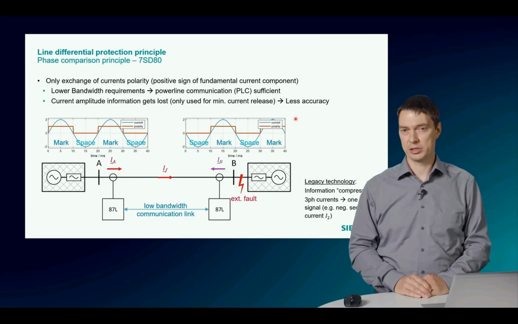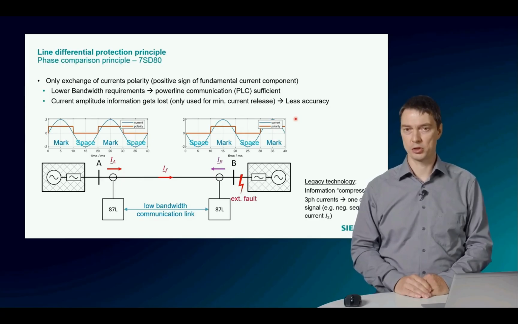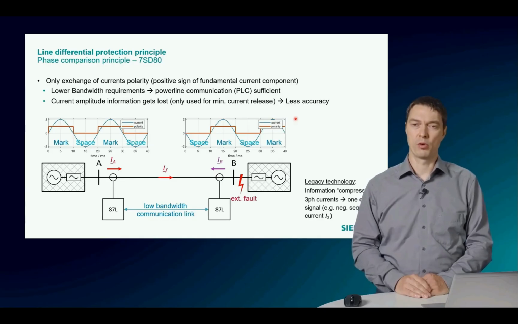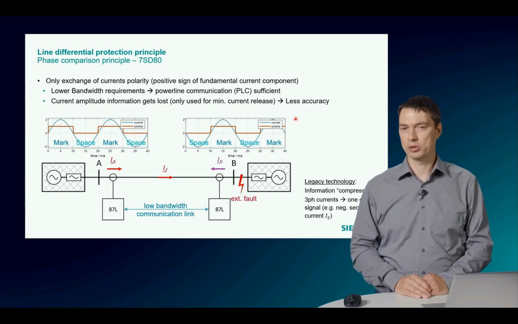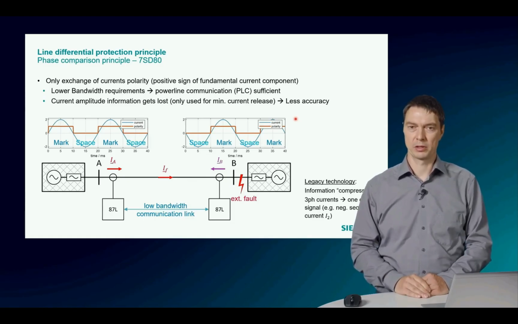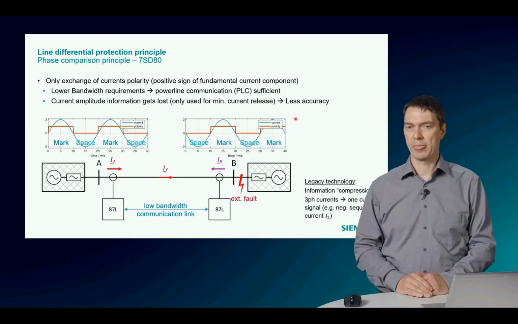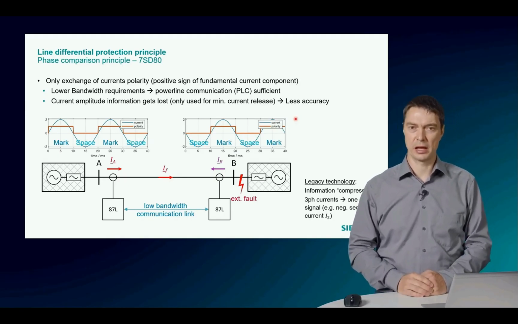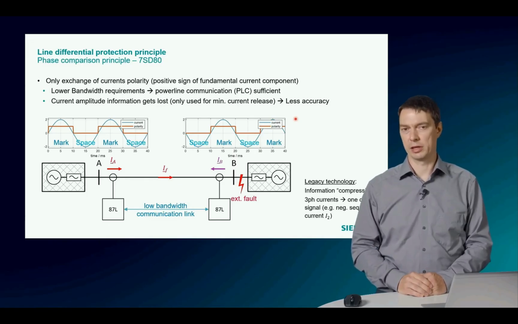Only the polarity of the currents are exchanged between the local and the remote terminal. The lower bandwidth requirements allow also that a power line communication system can be applied for this protection principle. The current amplitude is evaluated only for a release threshold. Therefore, some information is lost, and this principle is less sensitive and accurate than a current differential protection.